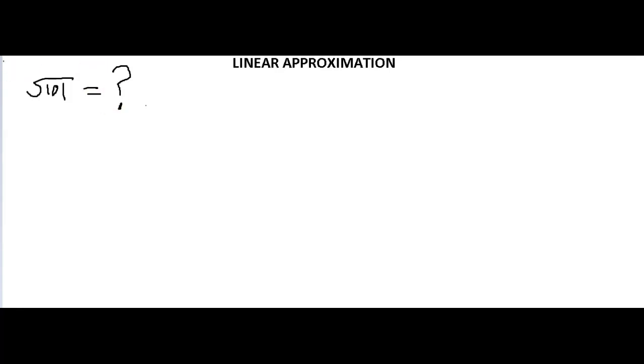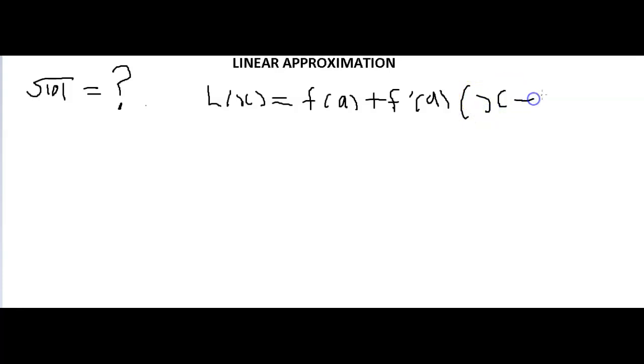So linear approximation has a function, and the function is L of x equals f of a plus the derivative of f of a times x minus a. Now you may be thinking there's a lot of f of x's and f of a's over here, but what is f of a? We need to create another equation called f of x.